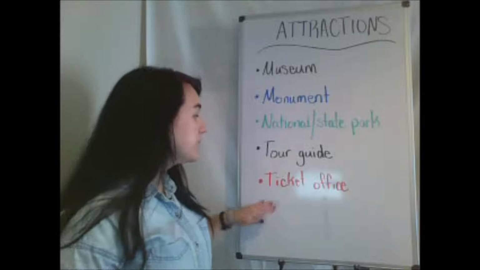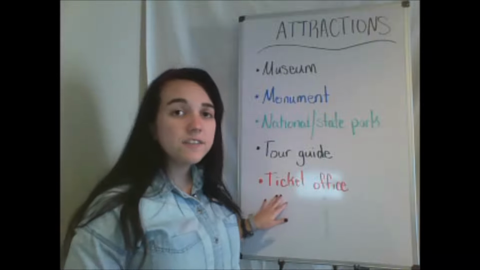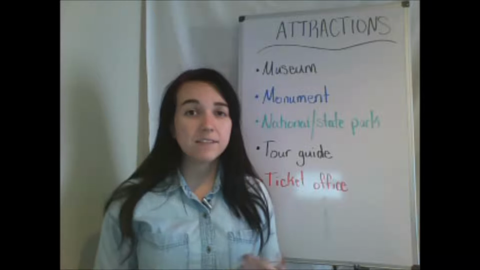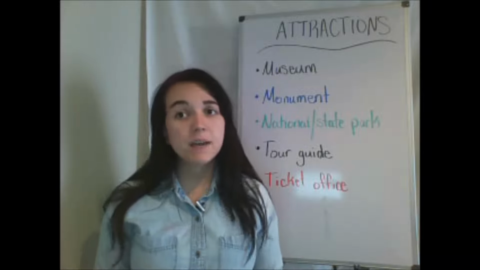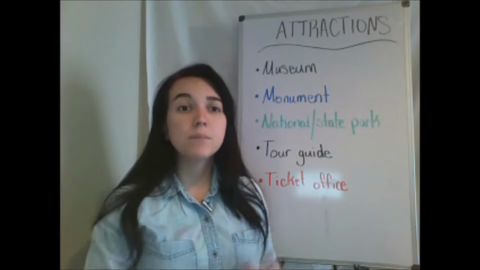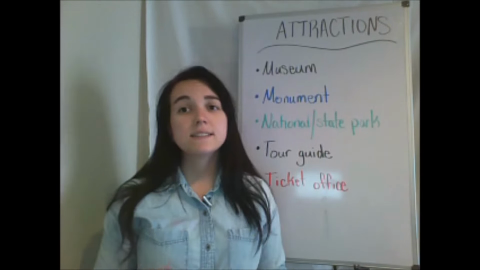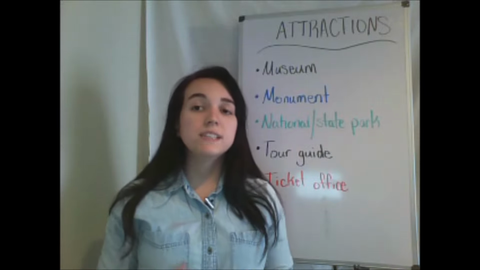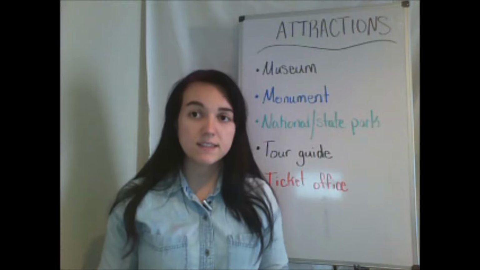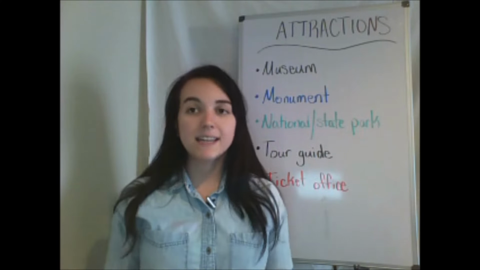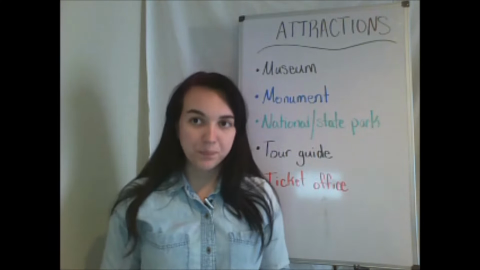And then our last word is the ticket office. So for a lot of attractions, you will have to pay a fee and buy a ticket when you're going into them. Some museums have this, some parks have this. So you need to go to the ticket office. This is a place where you can buy those tickets so that you can get into the attraction.